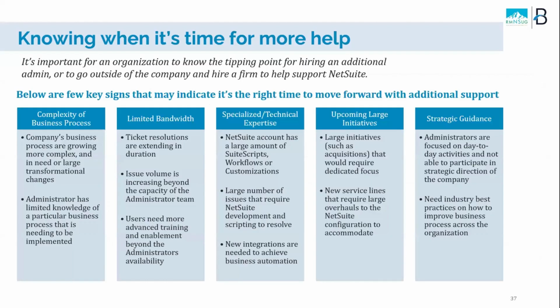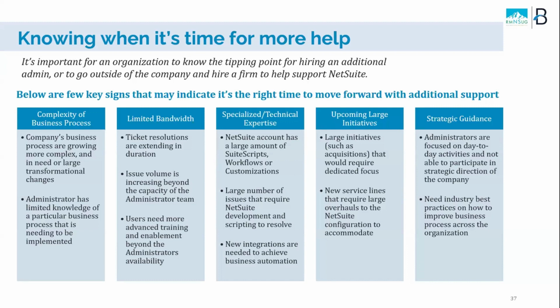All right, and then knowing when it's time for more help. As an administrator, sometimes you can get bogged down with tons of tickets or initiatives, and it's important for the organization to know, are you at the tipping point? You've grown so much, one admin was enough, now you need two. Or do you need a grouped model, where you have an administrator, but you also go out to another partner to assist you with some of those more complex tickets and enhancements that the team's looking for.